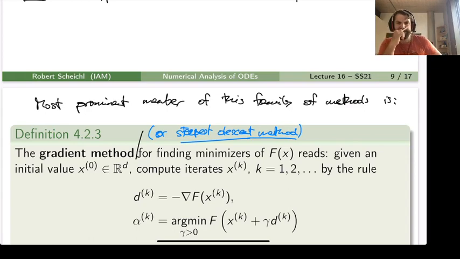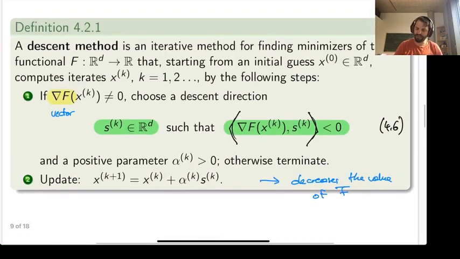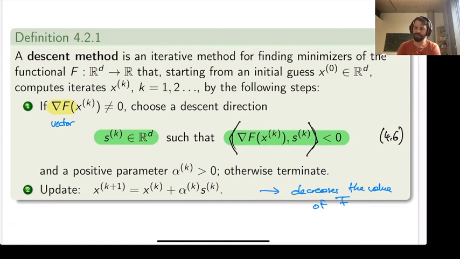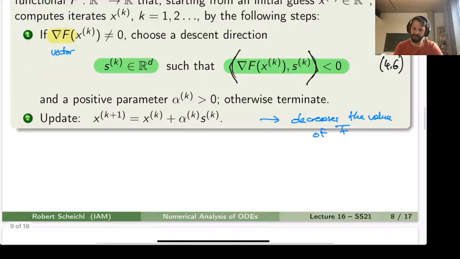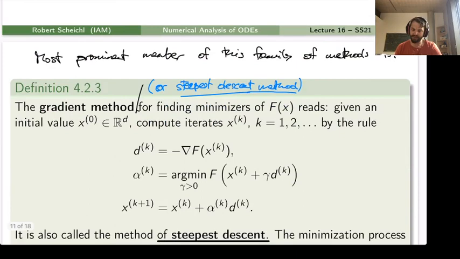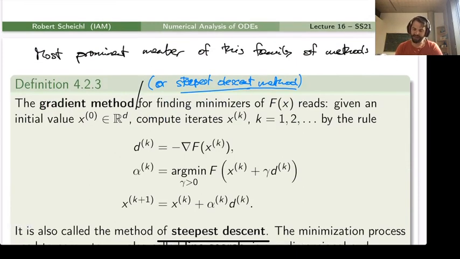So the steepest descent method is one version of descent methods where we pick a very specific direction. Remember, in the descent methods, we've just chosen any old s_k that has the property that the inner product of grad f with s_k is less than 0. But in fact, if we pick this direction to be minus gradient of f, then the steepest possible decrease locally is achieved.